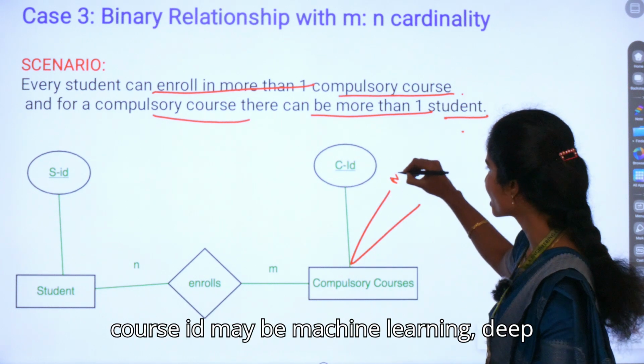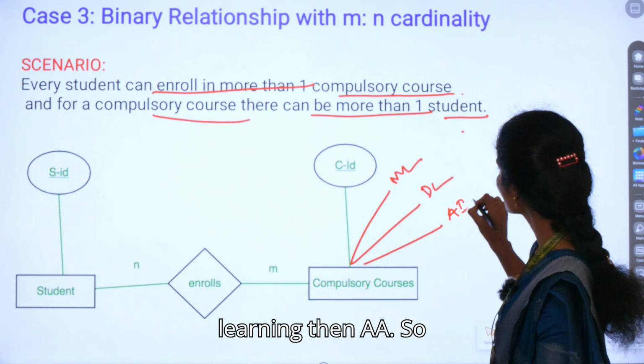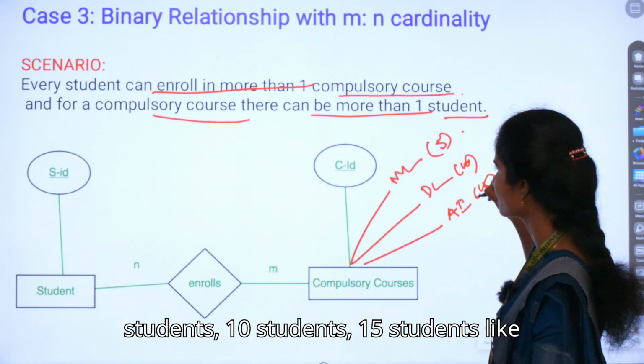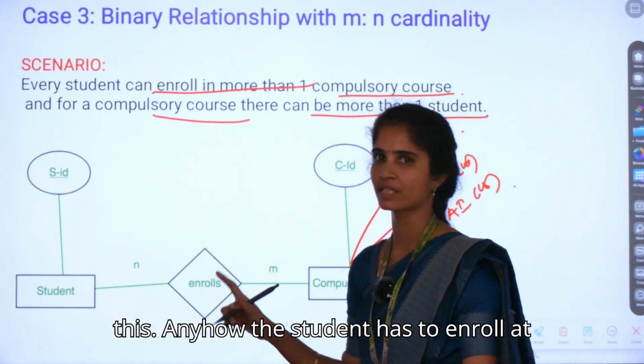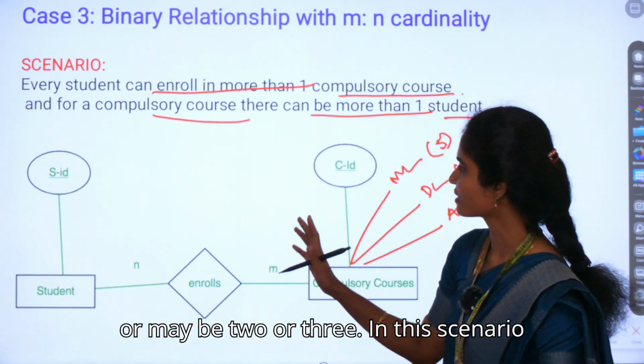Course ID may be machine learning, deep learning, then AI. So they may have more than 5 students, 10 students, 15 students, likewise. Anyhow, the student has to enroll in at least more than one, that is more than one, or maybe 2 or 3.